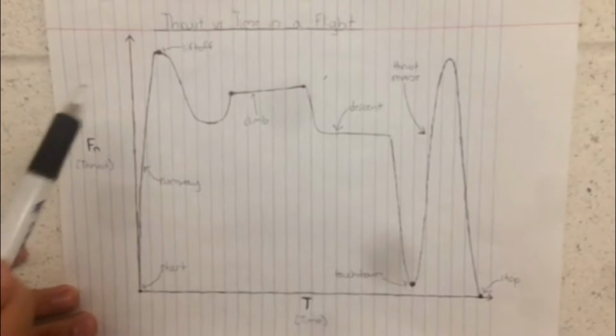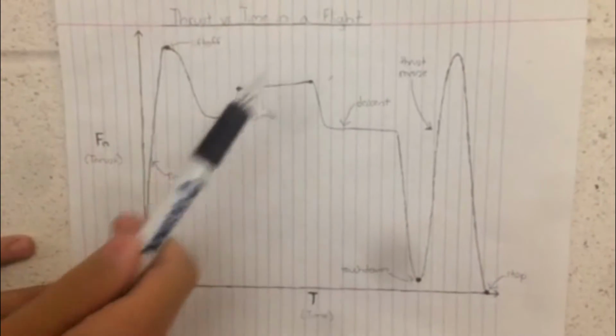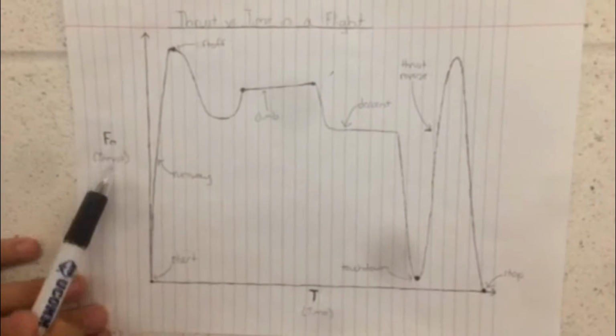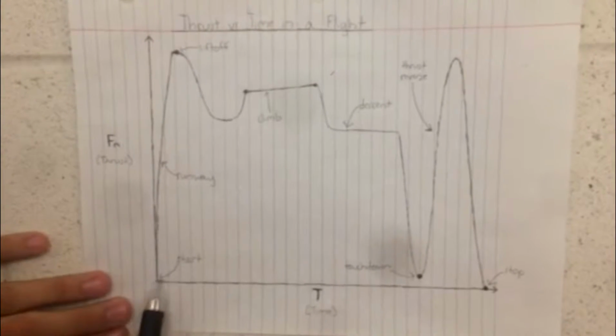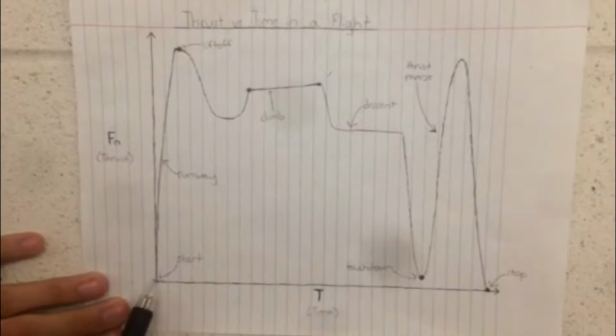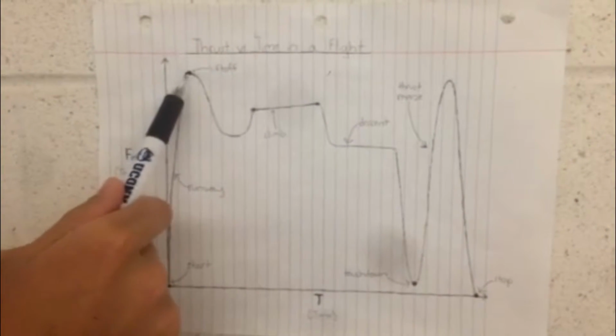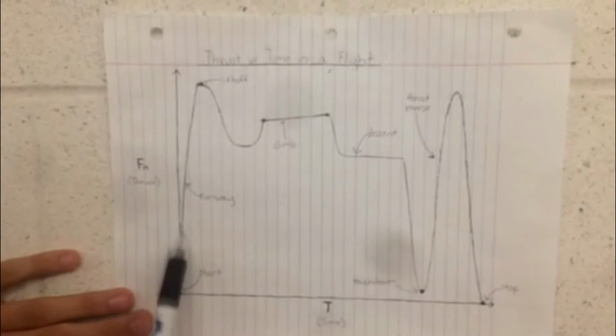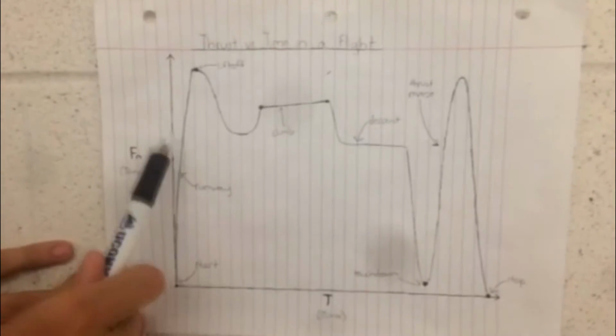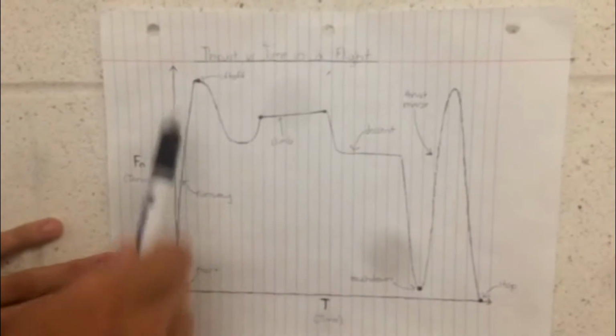Here we're going to examine the thrust of an airplane versus the time of its flight. Fn is a symbol for thrust and T for time. From the ignition of the engine at the start, the plane begins down the runway towards liftoff. This is the point where the plane departs from the runway. Through this time, we see a large increase in thrust in almost no time.